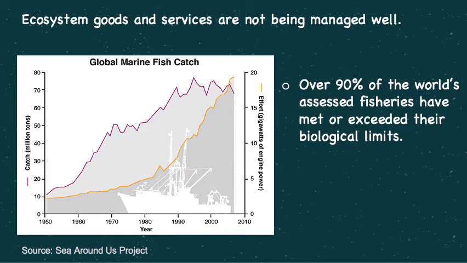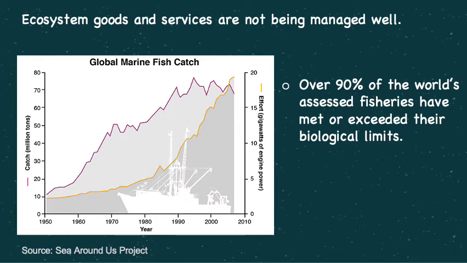Another example is overfishing. This graph shows the global marine fish catch from 1950 to 2010, and over 90% of the world's assessed fisheries have met or exceeded their biological limits. That's according to FAO. And while the global reported catch has leveled out since the early 1990s, fishing effort has steadily increased since the 1970s, suggesting that stocks actually declined in most fisheries.